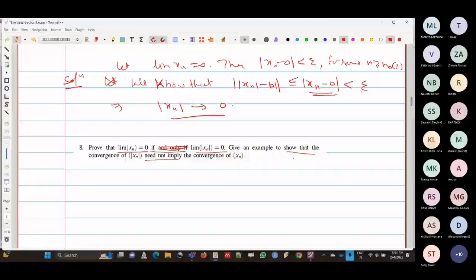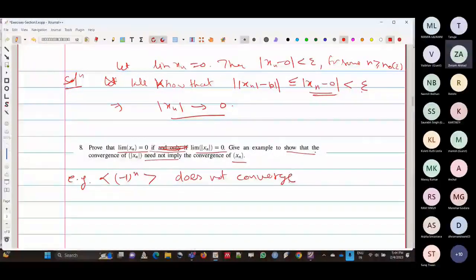The converse, they are telling that the converse need not imply the convergence of this. So we have the example minus 1 to the power n. This sequence does not converge, but when we consider minus 1 to the power n in modulus, the absolute value of this is always 1, which is convergent.